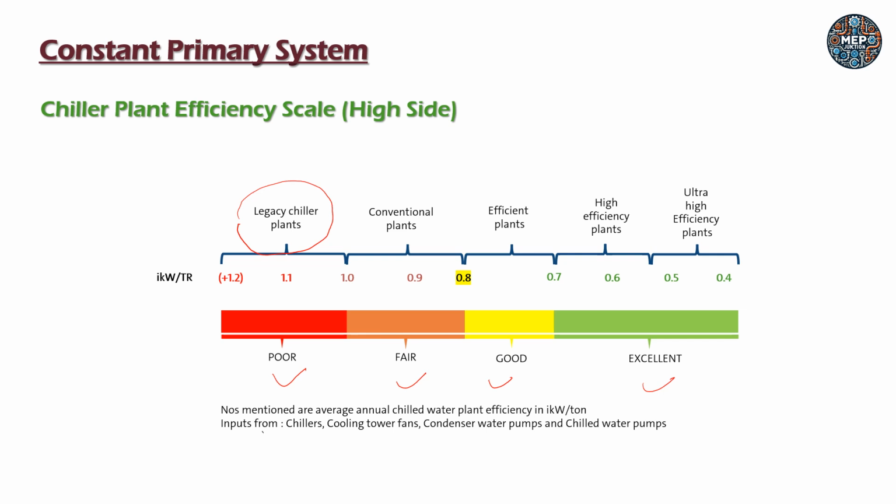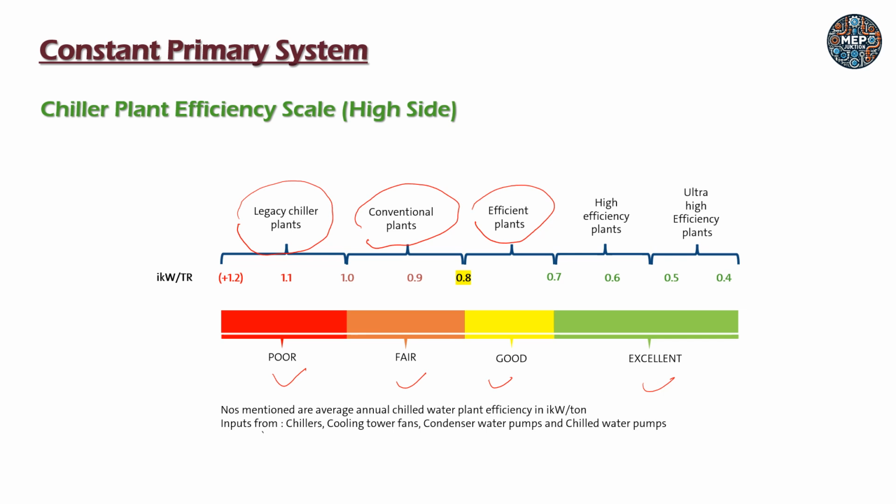Then there is fair, which comes in the conventional plant, and the conventional plant is those plants where few equipment is having VFD and few equipment is running at fixed speed, and it falls from 0.8 to 1 IKW per TR. And then there is an efficient plant which comes under the good category, and efficient plants are those plants where we witness all the equipment is having VFD and the chilled water system chiller plant is operated in 100% automation.